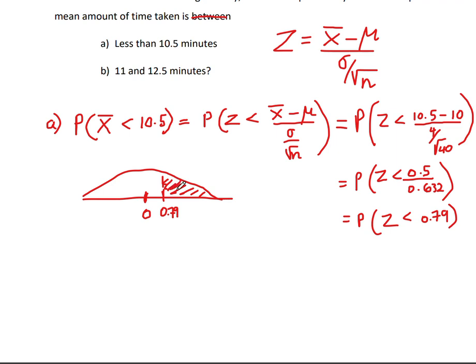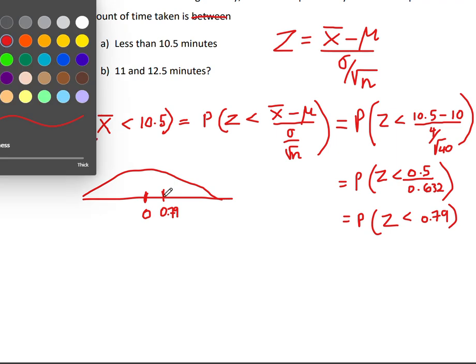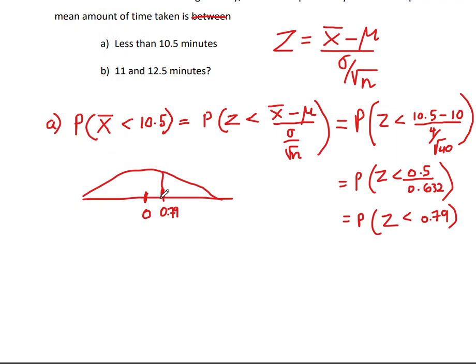We're going to shade the area to the left of it. And the reason why we're shading the area to the left of it is because this is a less than problem. See, it says the probability that z is less than, and the probability that x bar is less than. We keep that less than sign right throughout. So we are shading the area to the left. If it was a greater than problem, we would have shaded the area to the right of 0.79. But since it's a less than problem, we're shading the area to the left of the standardized value, 0.79.